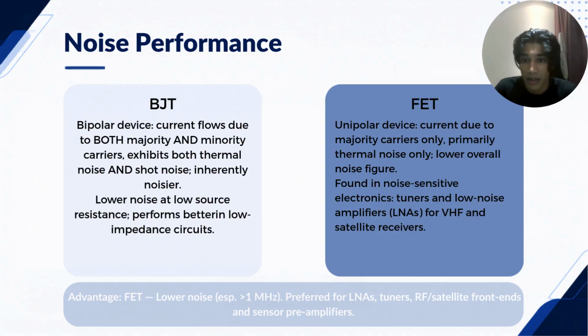So it makes it generally noisier, while FET is a unipolar device, and current only flows through the majority carriers, so we only get thermal noise. Although that is the case, BJT does have less flicker noise at higher frequencies than FETs, and that's why we use BJT for RF and FET for precision low frequencies.